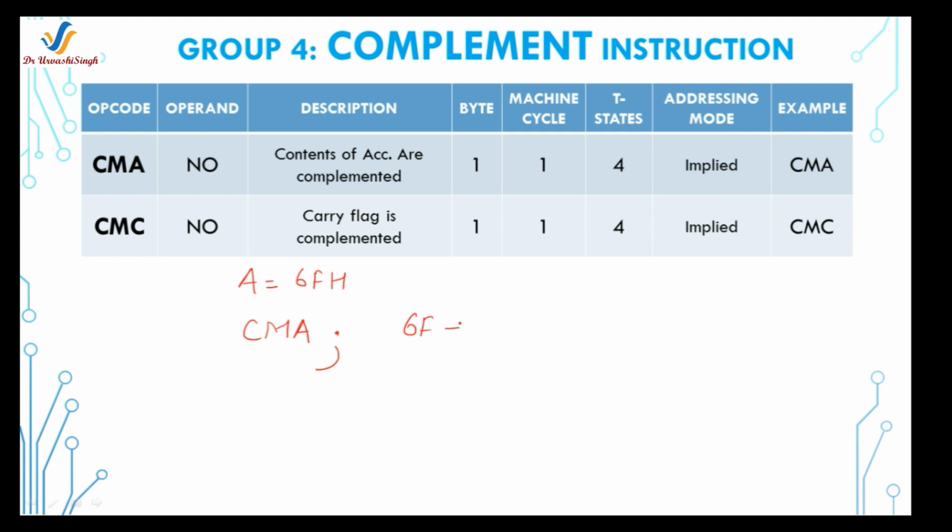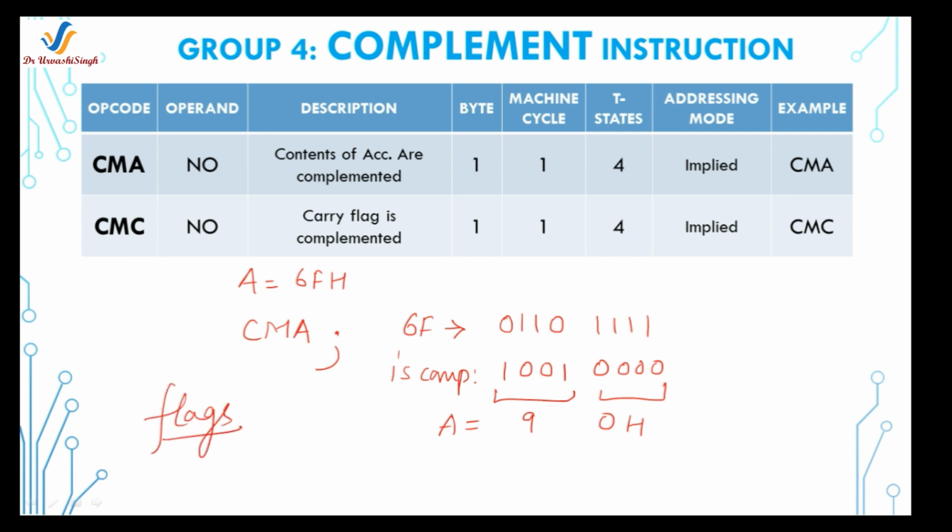So binary equivalent of 6F is 0110 and F is 4 times 1. So finding its 1's complement, it is 1001 and 4 0s, and this number is 90. It means after the instruction, the accumulator will have the 90 hex number. Using CMA instruction, none of the flags is going to be modified. It means flags remain same. There will be no effect on flags.